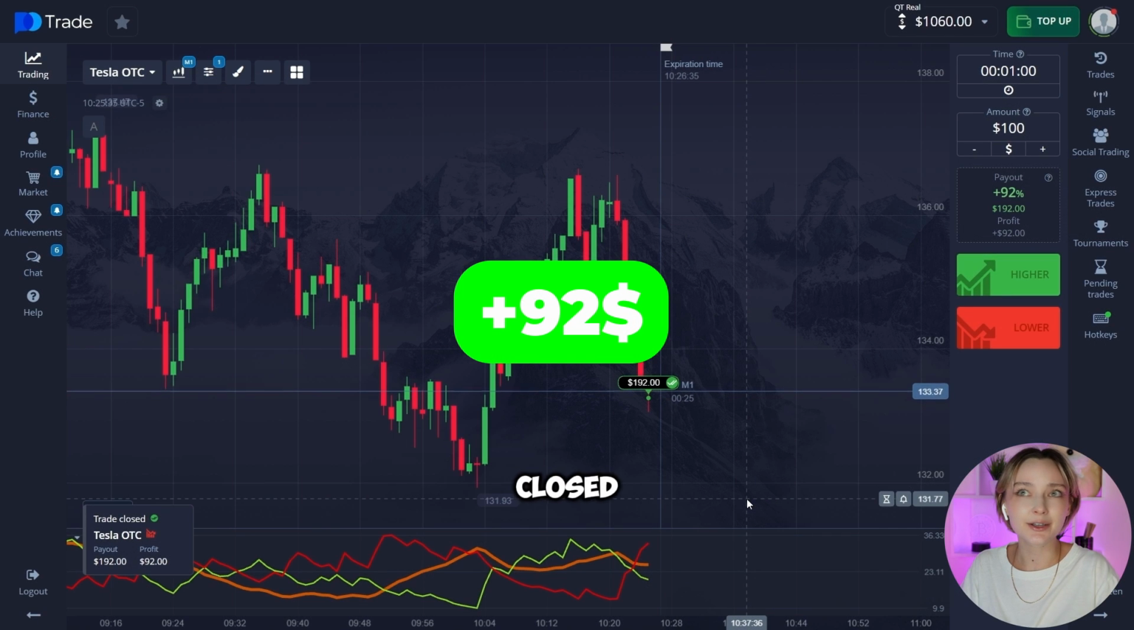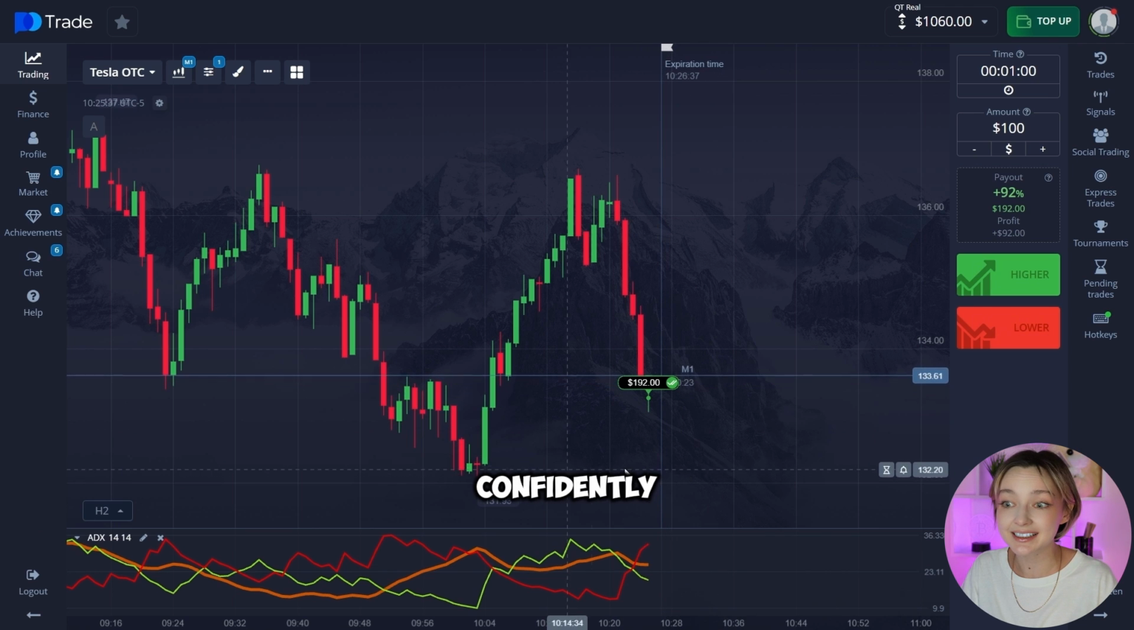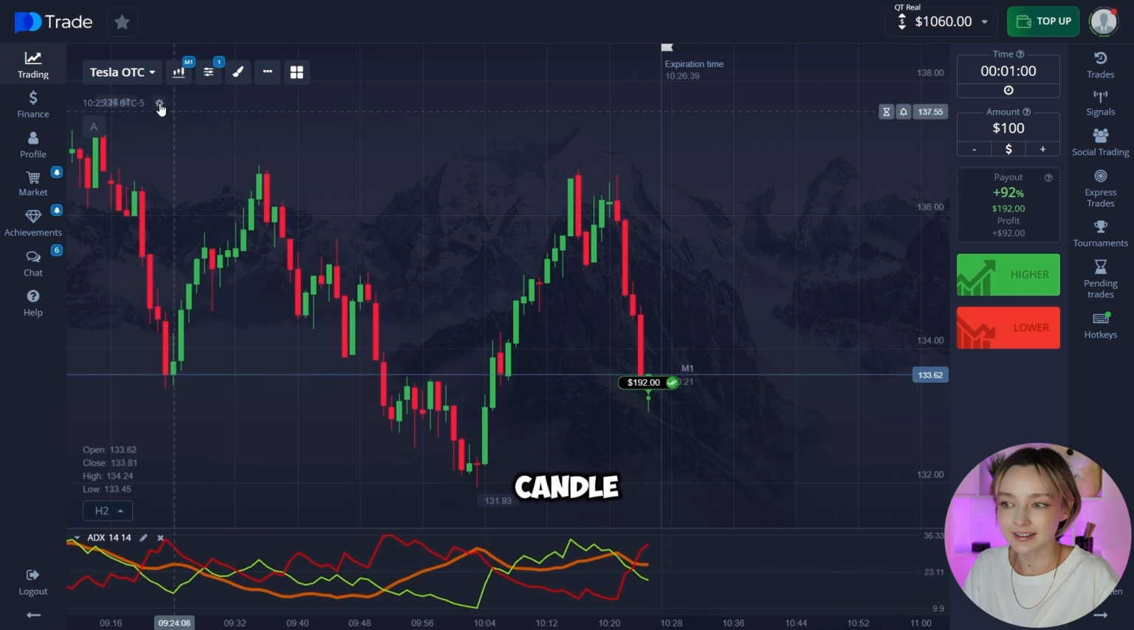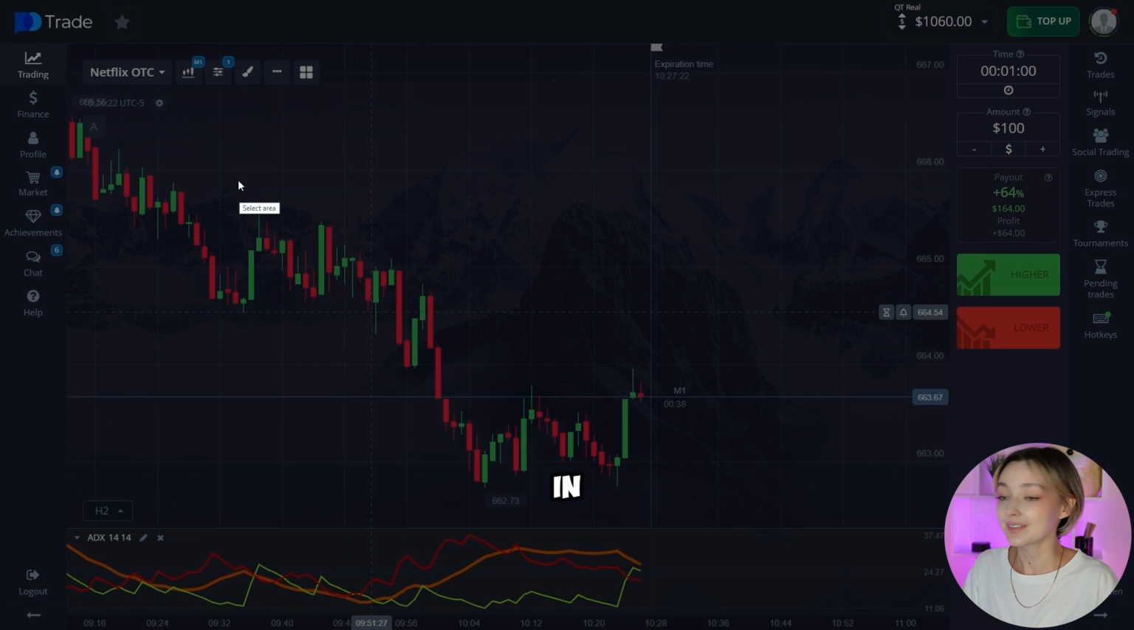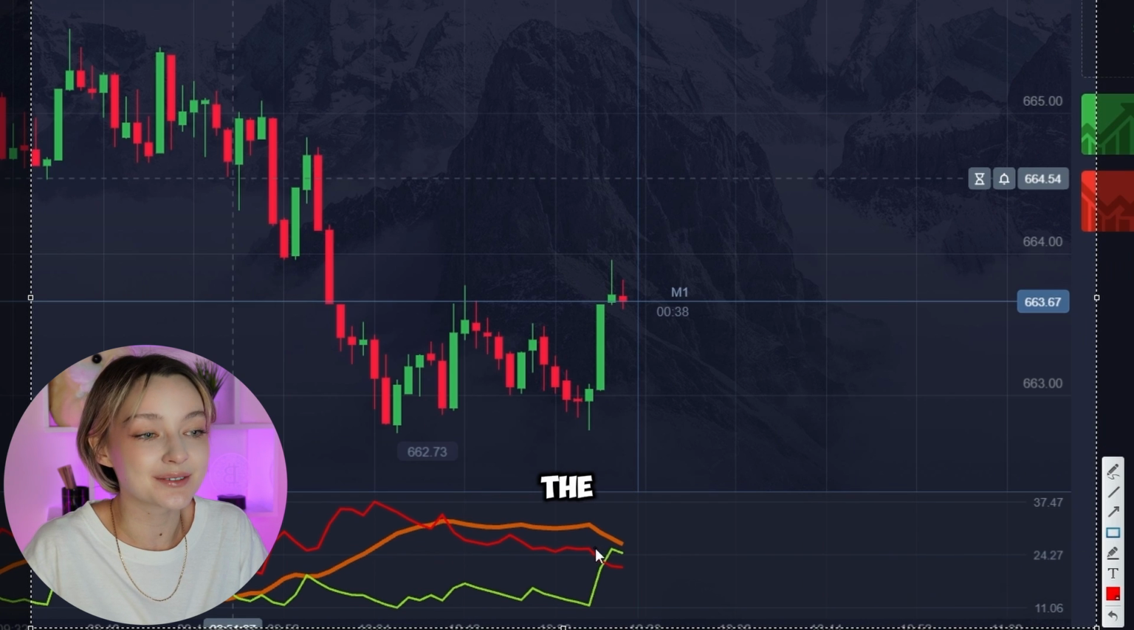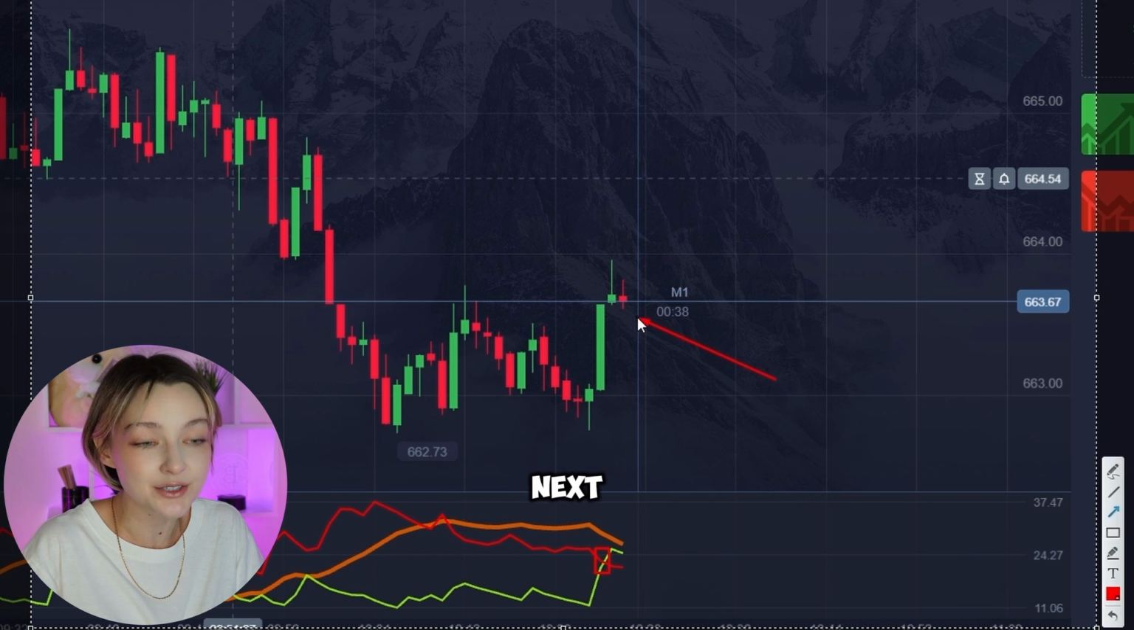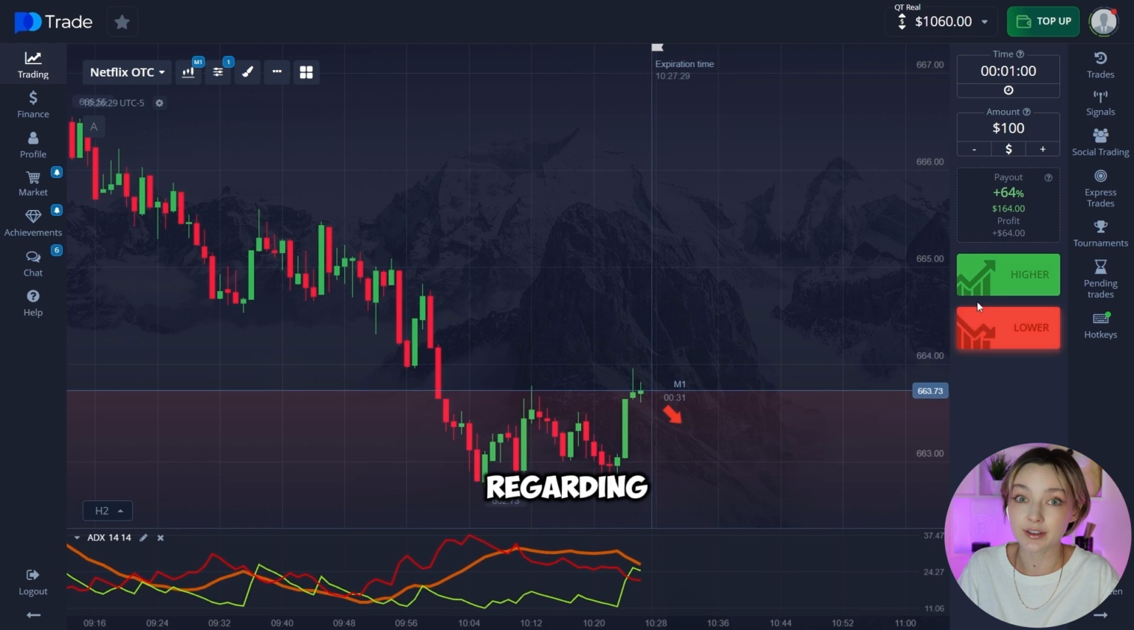And the trade closed in a profit literally so confidently. Look at this huge red candle. The signal worked impeccably. The next example, look, the green line crosses the red one upwards. Let's wait for the next red candle to settle and make a decision regarding the trade placement.